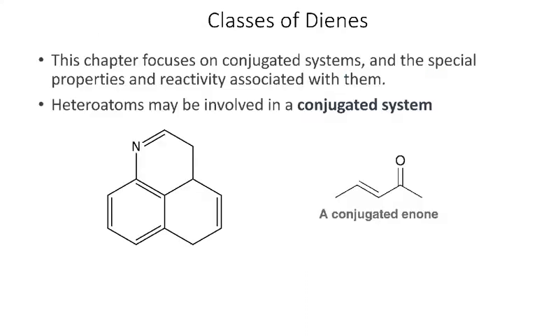Alright, so as I've mentioned, the focus of this chapter is on conjugated systems and the special properties and reactivity associated with them. In the simple examples I've given so far, we've only had carbon atoms, but we can also have heteroatoms involved in these conjugated systems. Again, as long as the double bonds are just separated by one single bond, it's fine to have a nitrogen or an oxygen as part of the conjugated system.